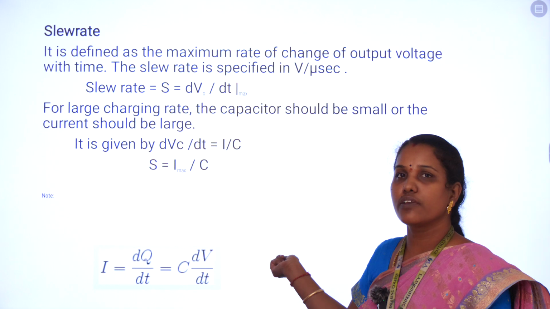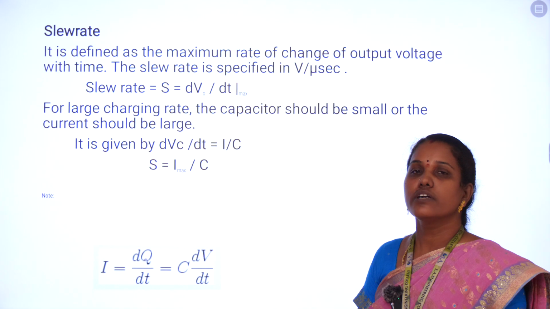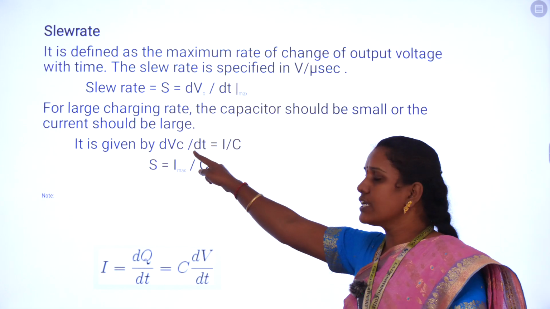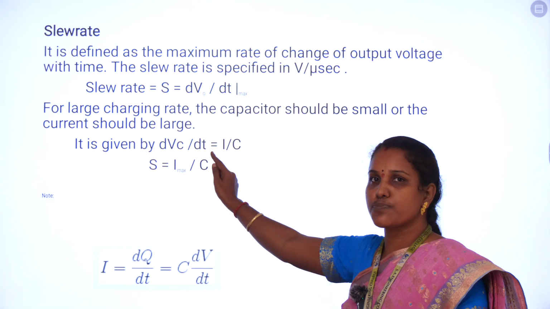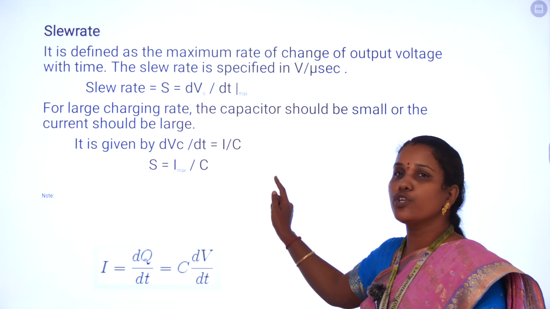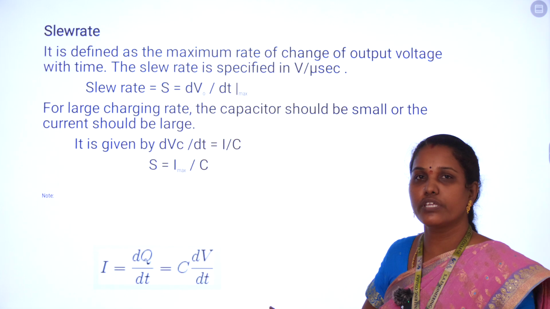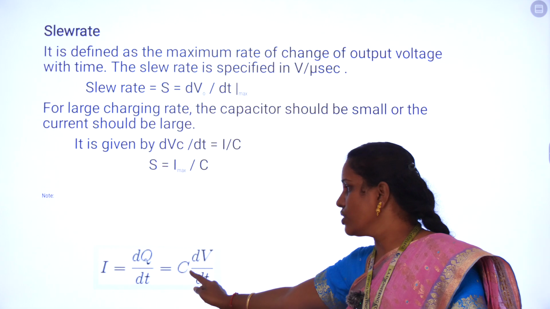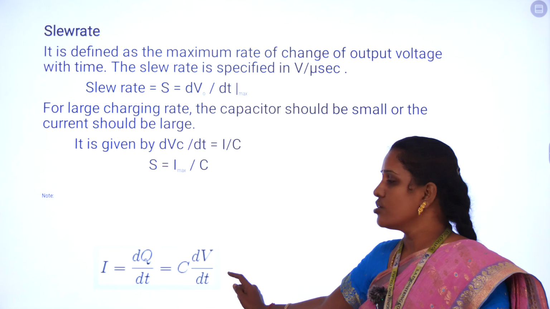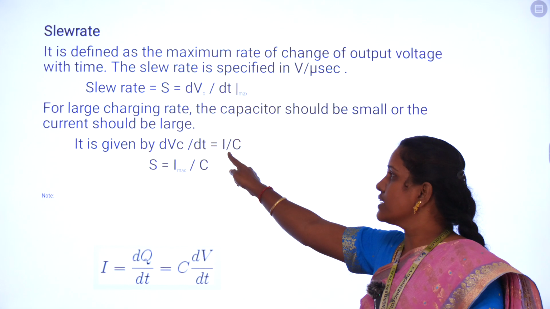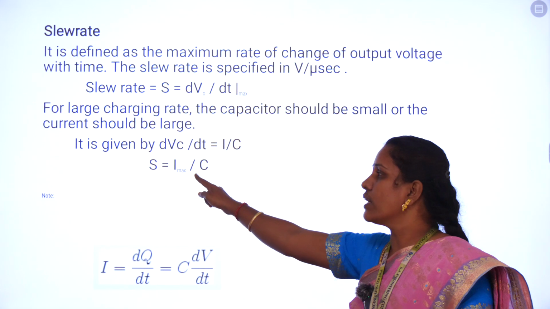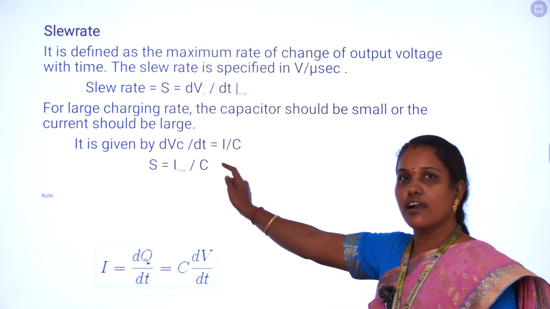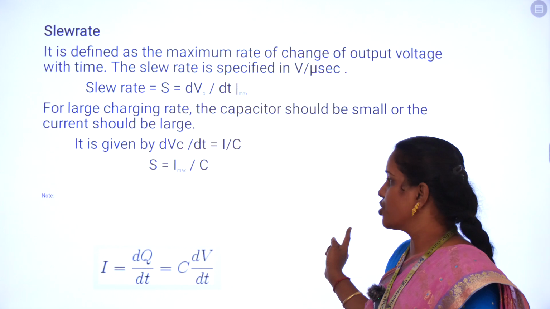For example, consider the slew rate in a capacitor. When an AC signal is applied to the capacitor, what is the slew rate? That is the rate of change of voltage across the capacitor with respect to the time t. We know the relationship between the current I and the voltage across the capacitor C: I is equal to C into dV by dt. So according to the formula, the slew rate is equal to I by C, at the maximum current changes with respect to the voltage while the capacitor is charging or discharging. So this is nothing but the slew rate.